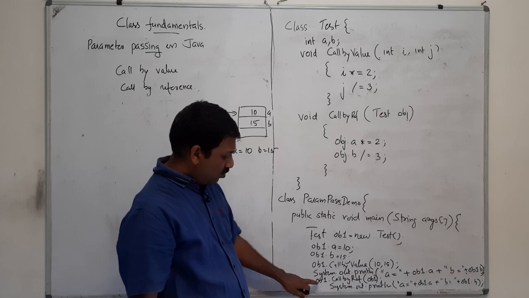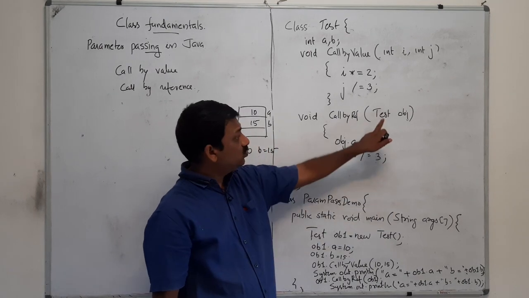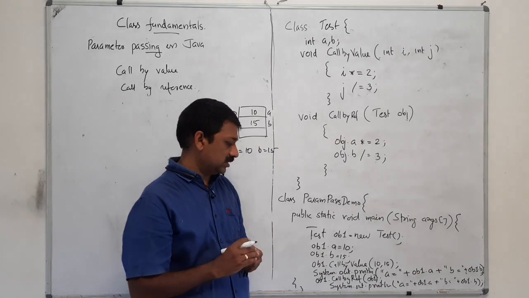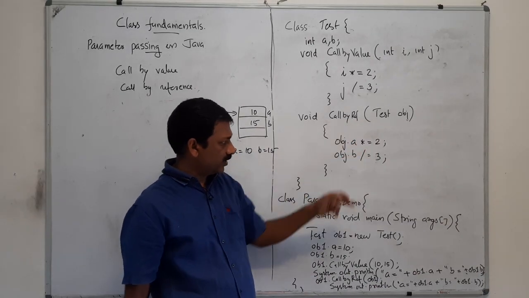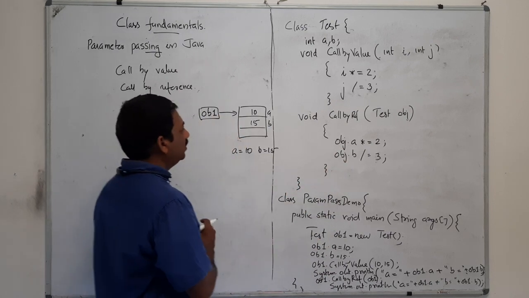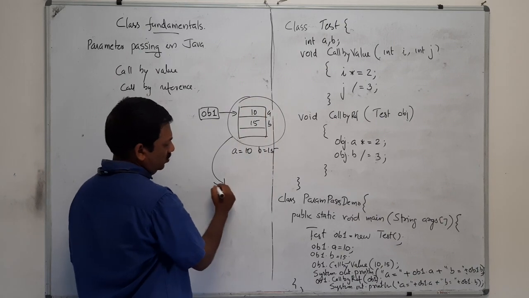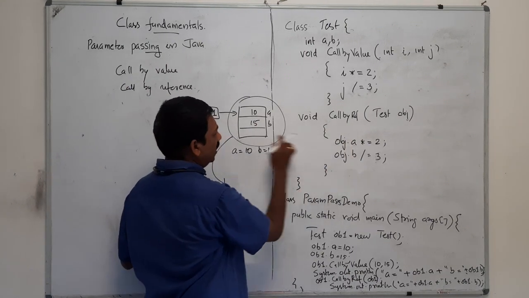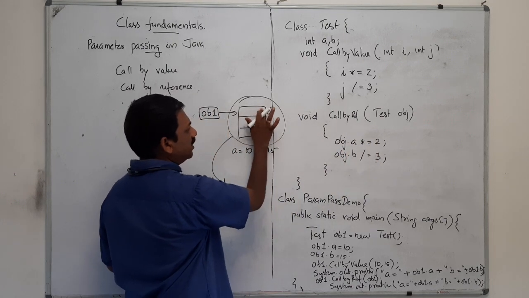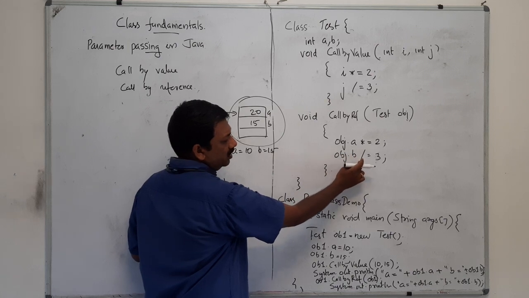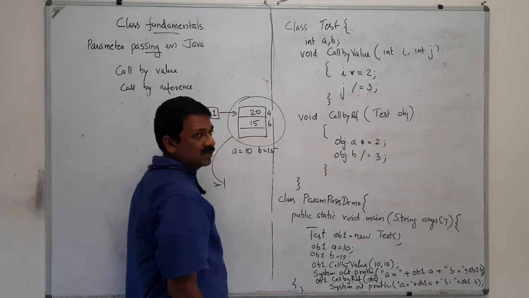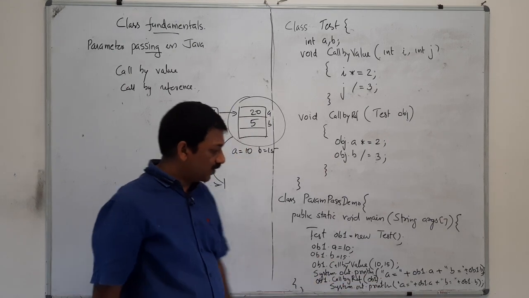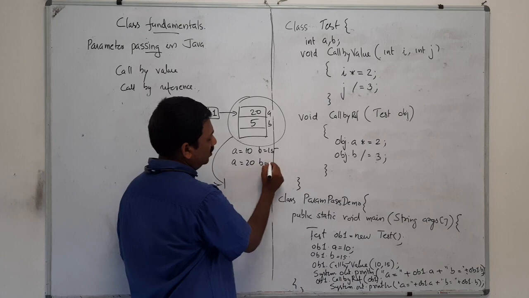Now ob1.callByReference(ob1). This object as such is passed, that means actually the reference variable is passed to callByReference. In that, obj.a = obj.a * 2 means this becomes 20, and obj.b = obj.b / 3 means this becomes 5. So after that, if you print the values of a and b, a is equal to 20 and b is equal to 5.